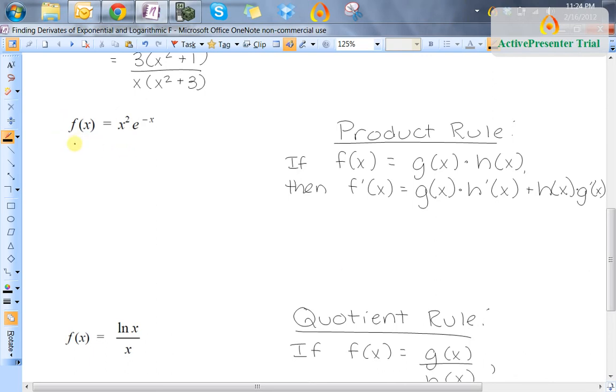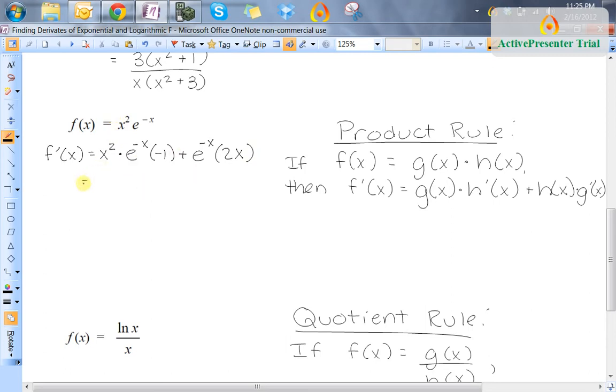So to find the derivative of this function, because it is two separate functions being multiplied by each other, we're going to need to use the product rule. So the derivative of f of x is equal to first times the derivative of the second. Well, that's going to need to use the chain rule. So e to the negative x, and then the derivative of negative x is negative 1, plus the second times the derivative of the first. Well, the first in this case is x squared, so the derivative of the first would be 2x.